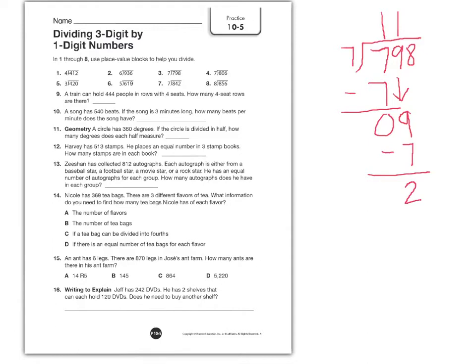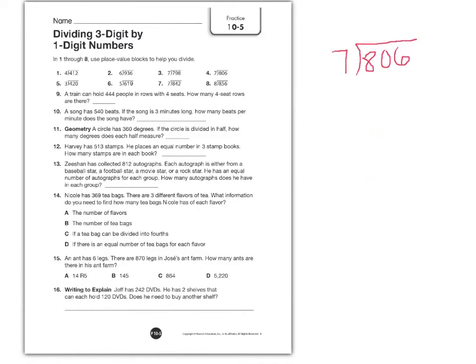Then you are bringing down this 8 just as you brought down the 9. Bring the 8 all the way down. Then you are finding out how many 7s are in 28. There are 4. 4 times 7 is 28 exactly. 28 minus 28 is 0, giving you a remainder of nothing, and your answer is 114.